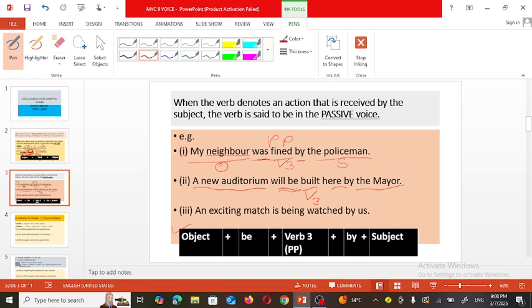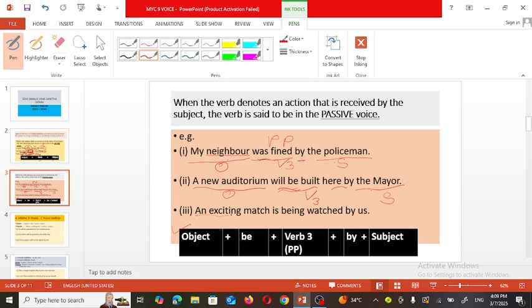Will be means a helping verb, or you can say a primary auxiliary, is used. Now this building action is done by whom? By the mayor. So this is the subject. And what is going to be built? The object, a new auditorium. So that is the object. So object, then verb, and then subject. This is the format of the sentence when it is in the passive voice. See another example.